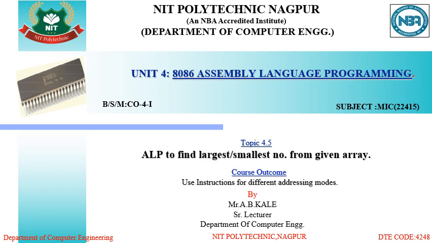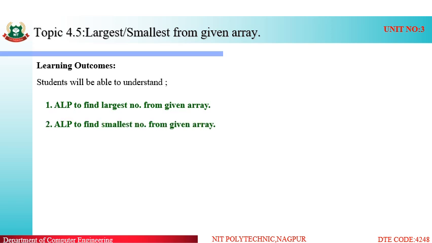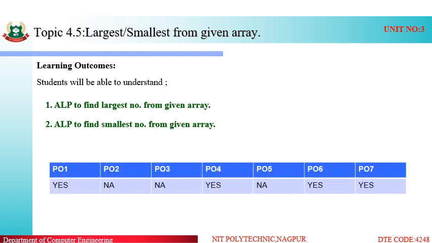The course outcome of this video is to use different instructions for different addressing modes. The learning outcome of this video is to write an assembly language program to find the largest number from a given array of elements. Similarly, we will see how to write the assembly language program to find the smallest number from a given array of elements. POs mapped are PO1, PO4, PO6 and PO7.